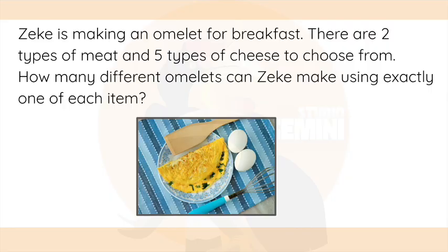Zeke is making an omelet for breakfast. There are 2 types of meat and 5 types of cheese to choose from. How many different omelets can Zeke make using exactly 1 of each item?